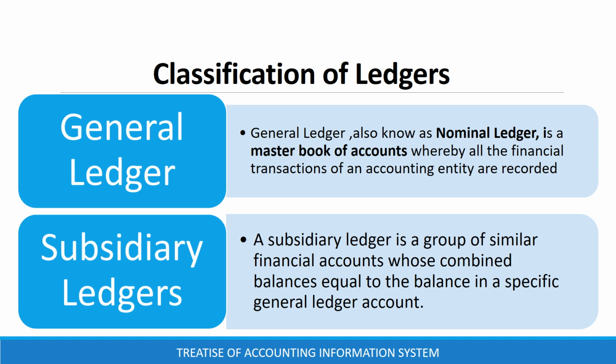On the other hand, a subsidiary ledger is a group of similar financial accounts whose combined balances equal one specific general ledger account. For instance, all debtors accounts can be grouped together in a sales ledger and their combined balances equal the accounts receivable balance.